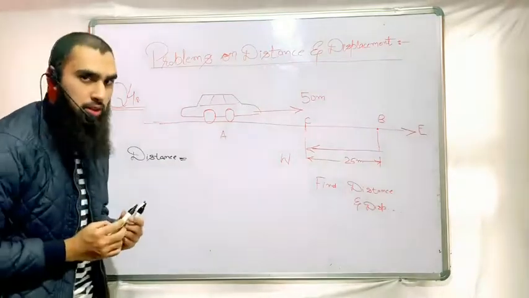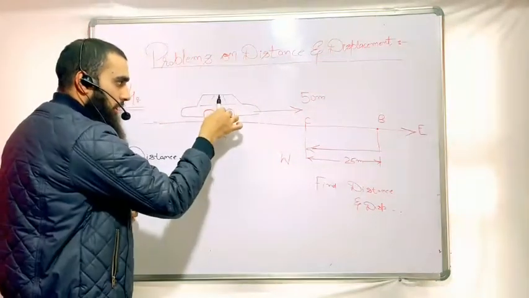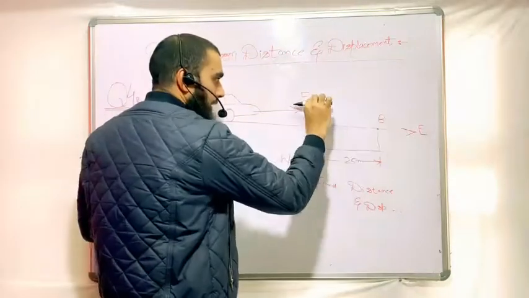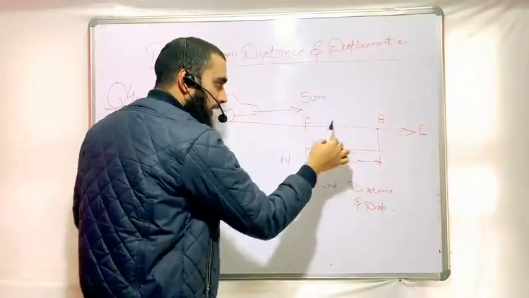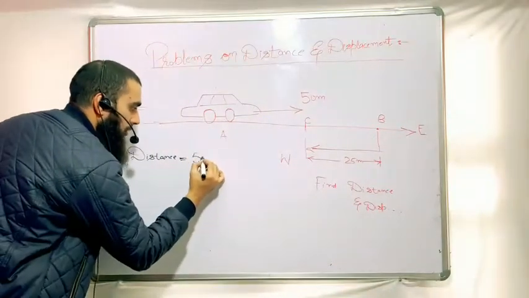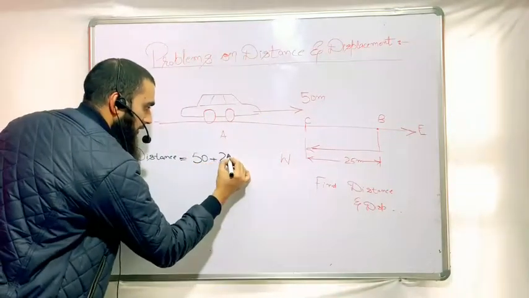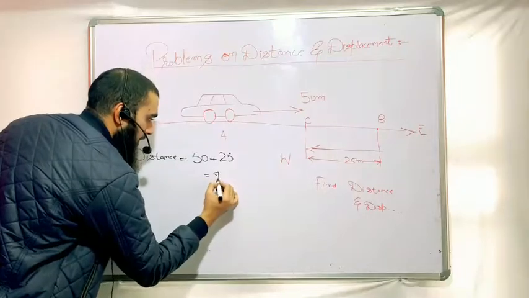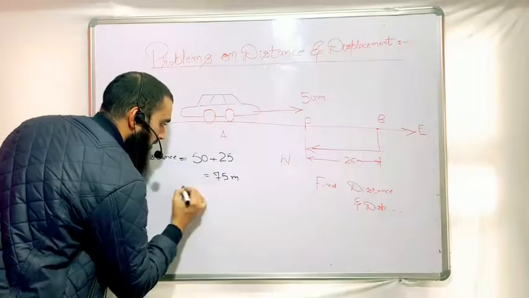As we all know, distance is simply the actual path traveled by the body. The body is starting from point A up to point B, covering a distance of 50 meters. After point B, coming to point C, covering a distance of 25 meters. So distance will be 50 meters plus 25 meters, that is 75 meters.